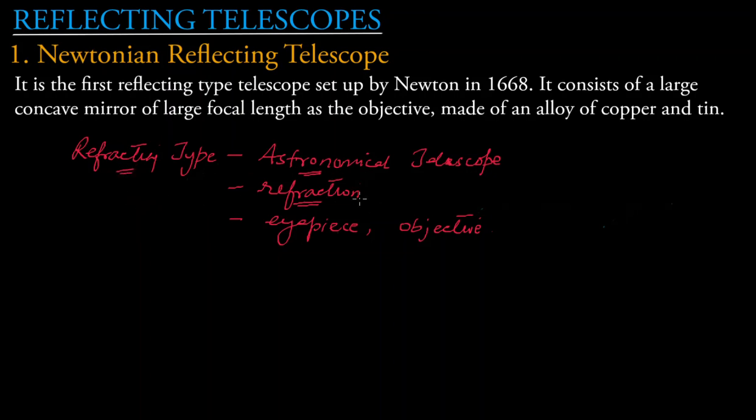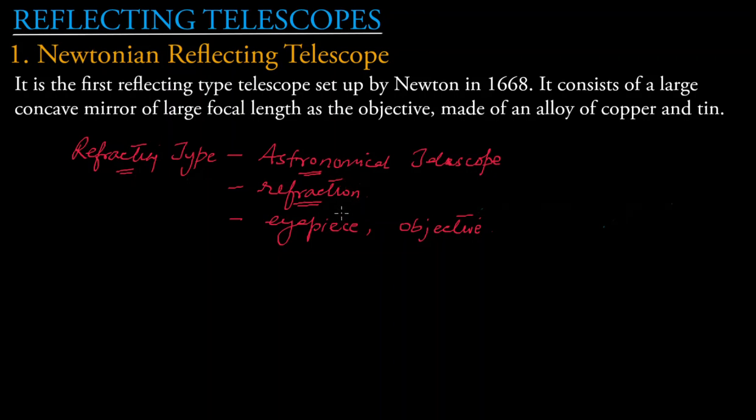But this refracting type telescope has many disadvantages. First of all, it is difficult to manufacture a very big refracting type telescope, because in that case you have to make a very large lens, which is practically impossible. So I will discuss with you why the reflecting telescopes are much more superior than the refracting type telescopes.